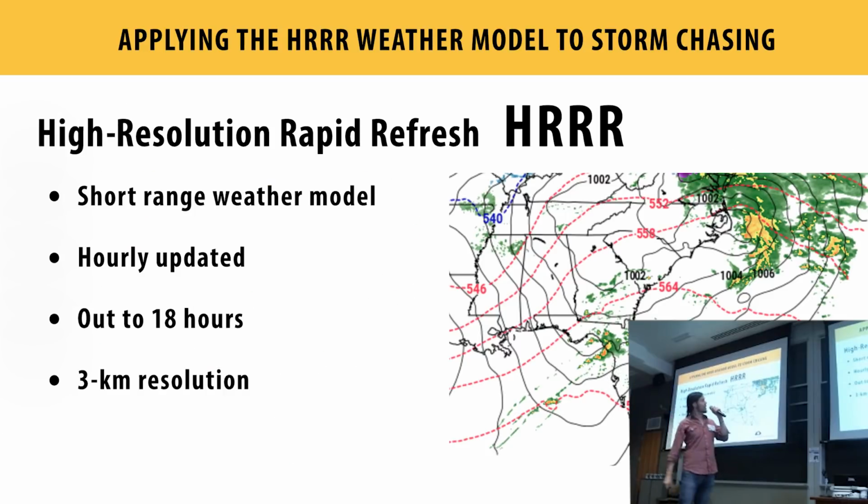So the HRRR stands for the High Resolution Rapid Refresh. It's a short-range weather model. You guys all know this. It updates hourly up to 18 hours, 3-kilometer resolution.